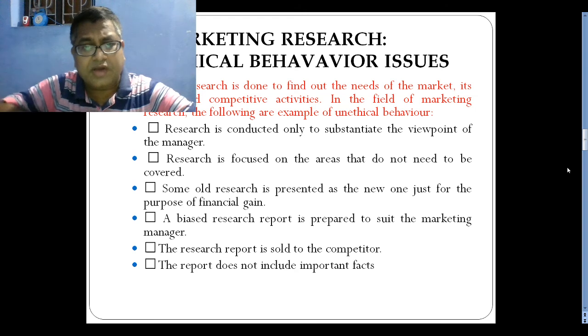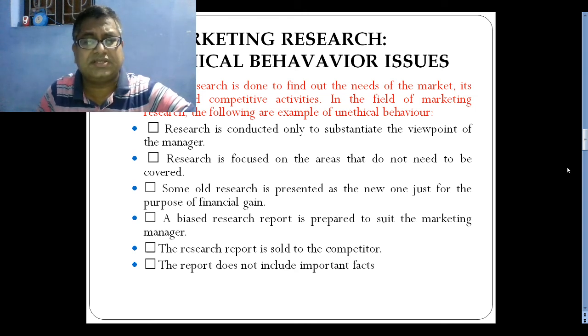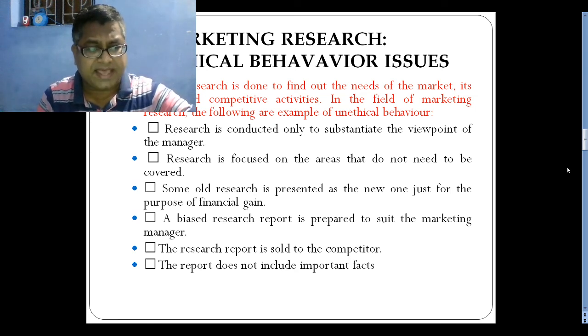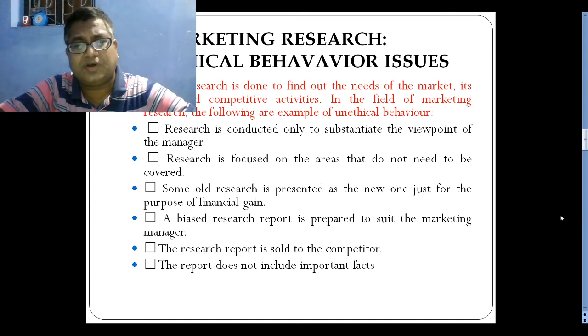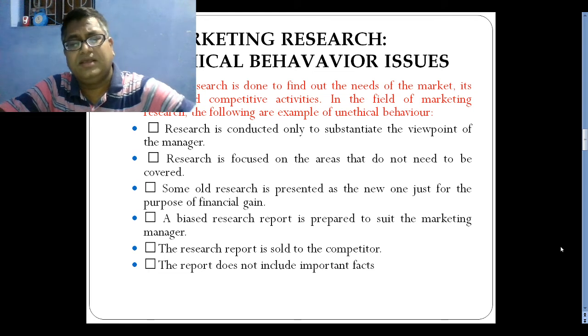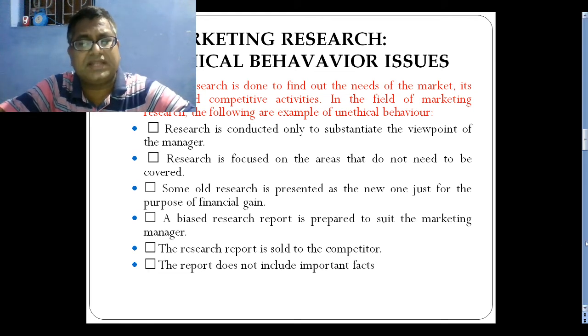This type of wrong approach of marketing research is called unethical behavior. That is called bias, when a research report is prepared, but we have to focus on the unbiasedness of the research report, not biased. And the research report is sold to the competitors also. Competitors also know about our product, what important facts we can sell, and hidden information we can sell. These are the overall issues as regards the unethical behavior issues of marketing research.